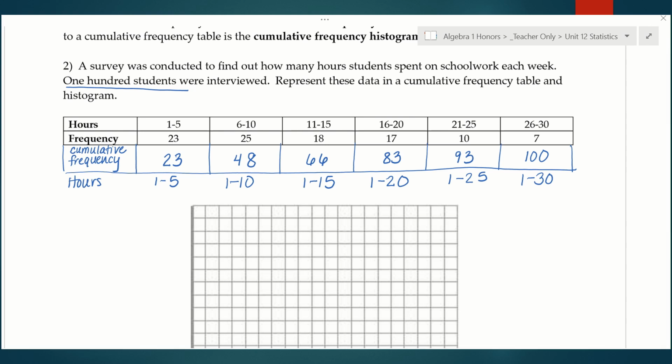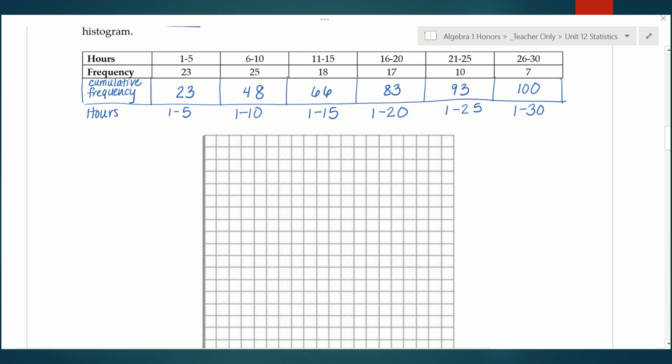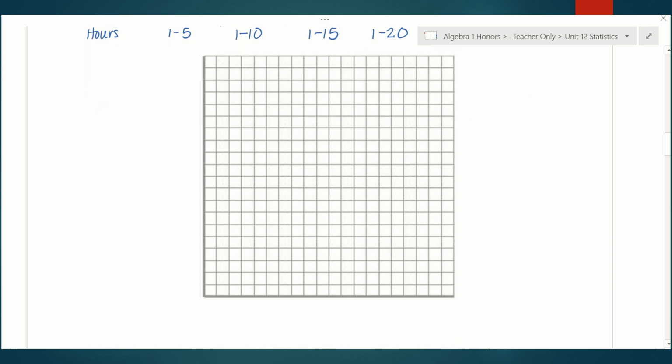Okay, so now we have to put this into a cumulative frequency histogram. The only difference with this histogram is that your bars are going to continuously look taller as you go, because you're increasing how many numbers fall within each interval. But we set it up the exact same way. So why don't we have on our y-axis here, number of students.